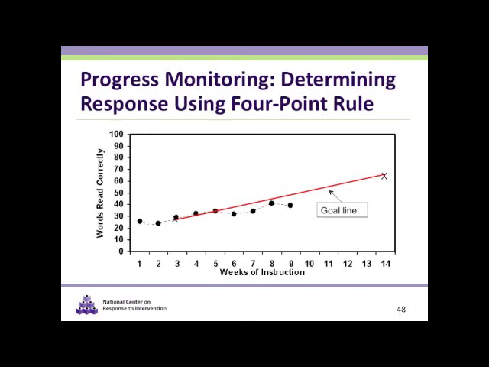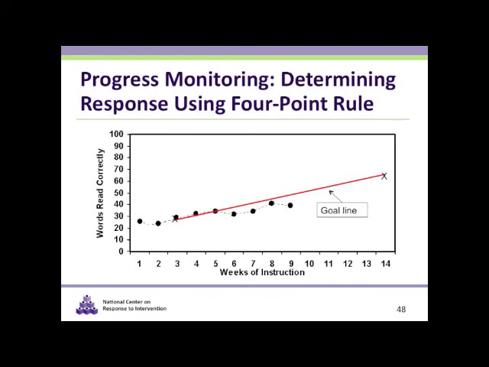The following decisions can be made by looking at the 4 most recent data points. If all 4 points are above the goal line, we increase the goal or discontinue the more intensive instruction. If all 4 data points are below the goal line, we make an instructional change. If the 4 points are both above and below the goal line, we continue to collect data until the trendline rule or the 4-point rule can be applied.